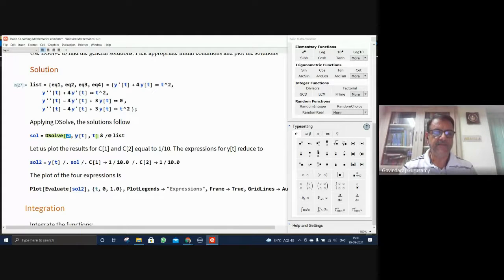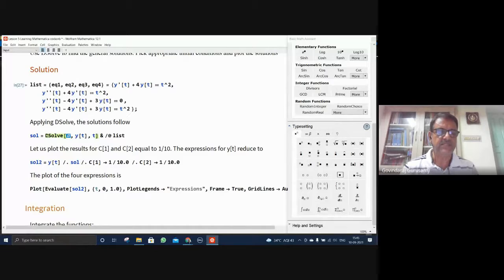For each one of them, find y of t as a function of t. And this ampersand means repeat it. Apply this function and repeat it over the list. This is the list that you have, so over this list, perform all of them. That is what this will take care of. You don't have to use any Do loop or such system. Simply make a hash here, and what should be done is applied over the list.